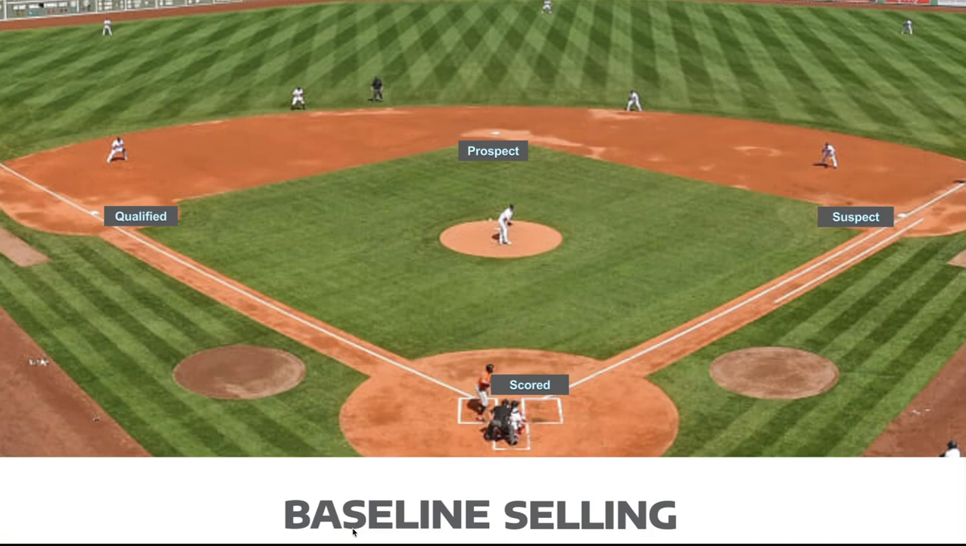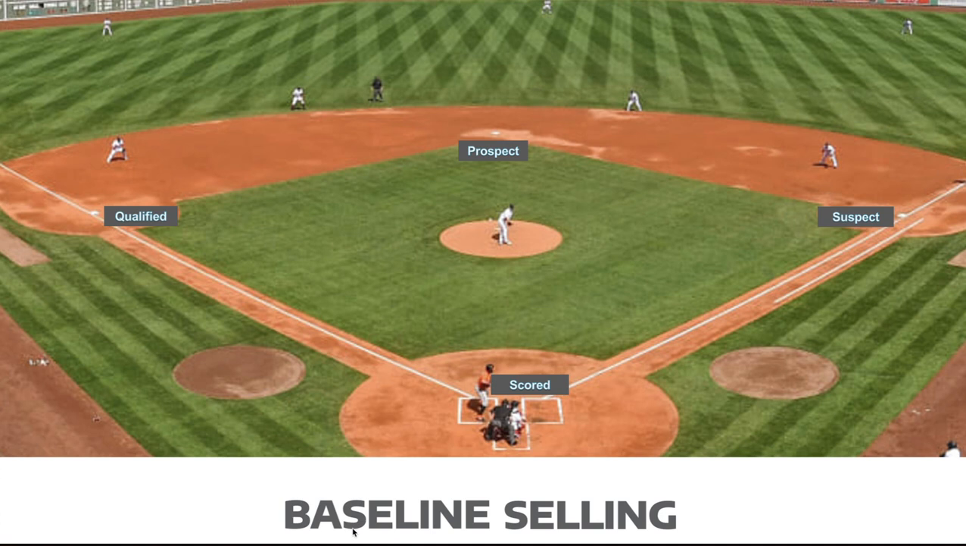So, welcome to the introduction to the baseline selling sales process. The baseline selling sales process uses, you guessed it, the baseball diamond as our metaphor for the sales process. If you look at the four bases, you can see that in a generic sales process, the four bases trace the evolution of a sales process as it goes from suspect to prospect to qualified to closable.